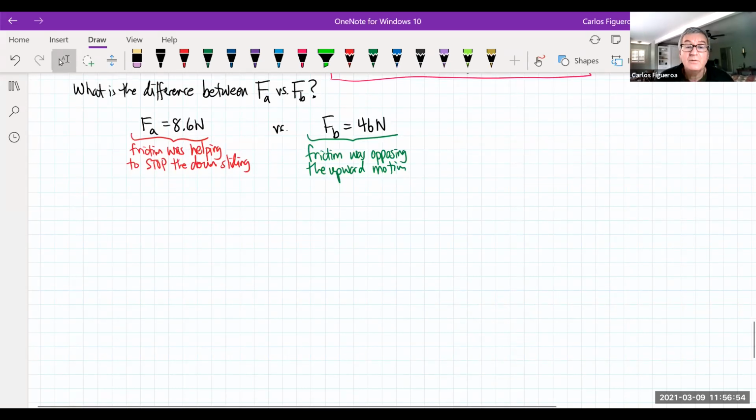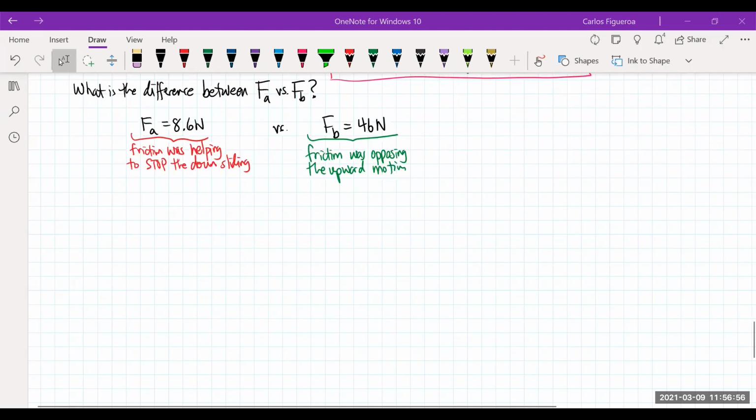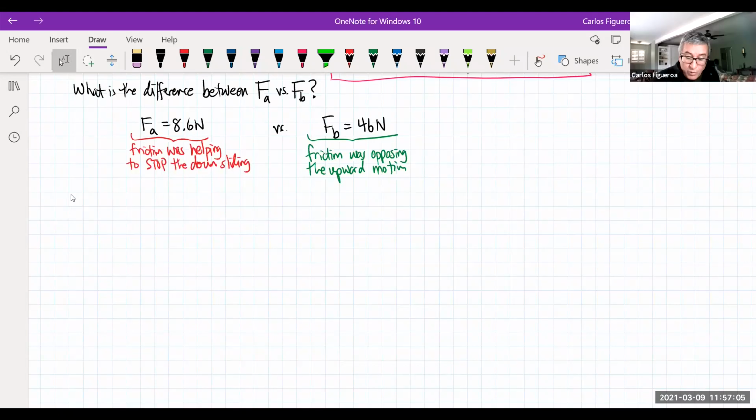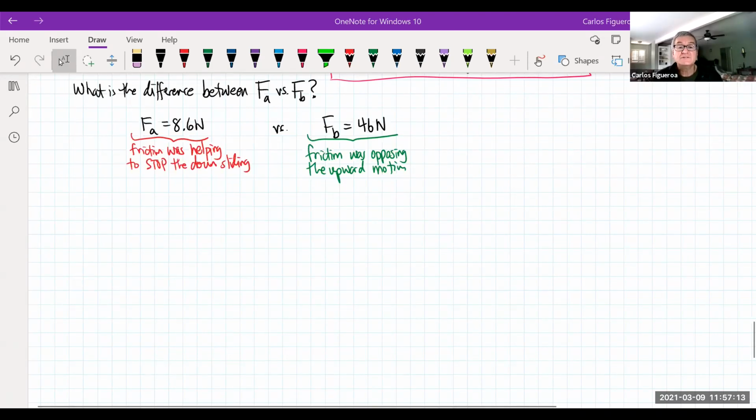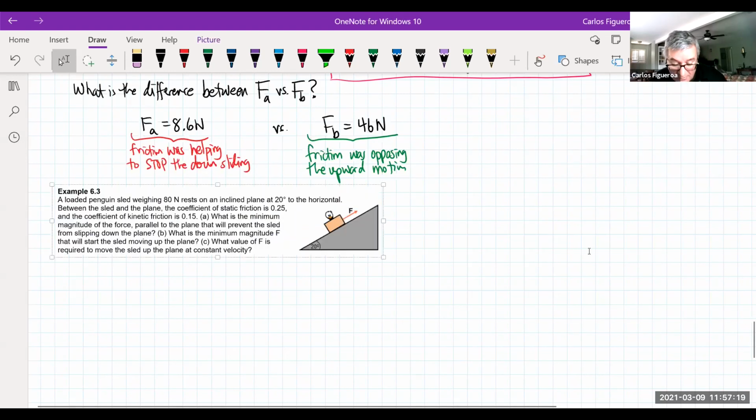Wait, so you said that friction FB is opposing the upward direction, but our FB is pointing upwards. No, the friction was opposing the upward motion. Oh, got it. Yes, of course.